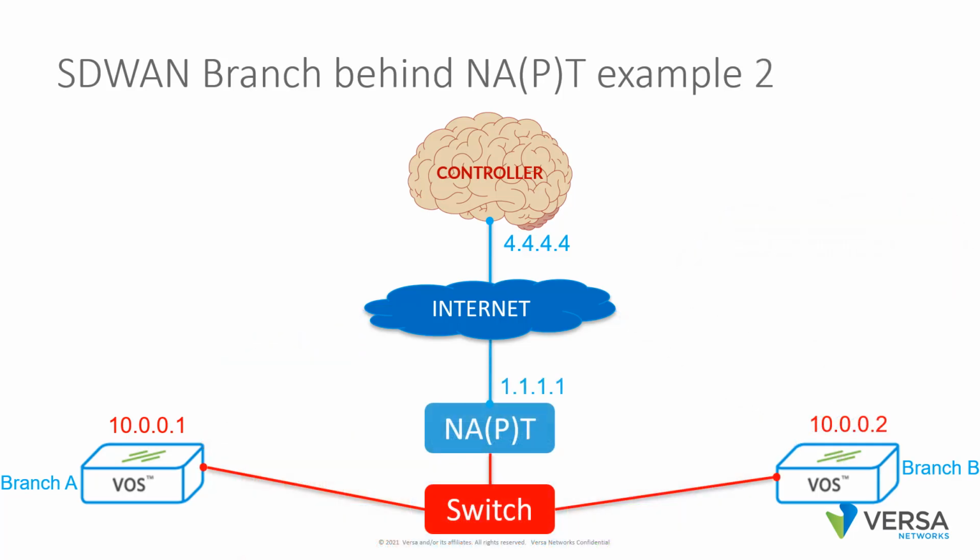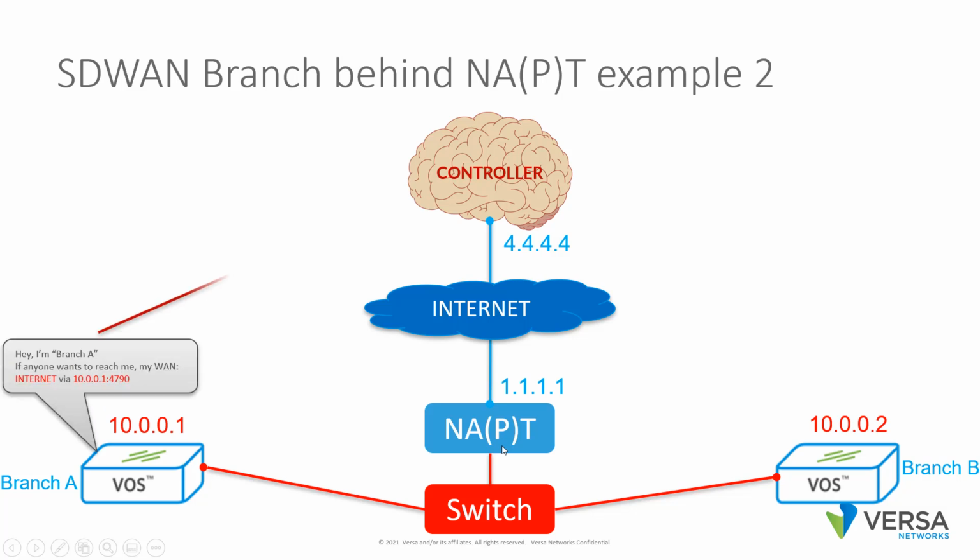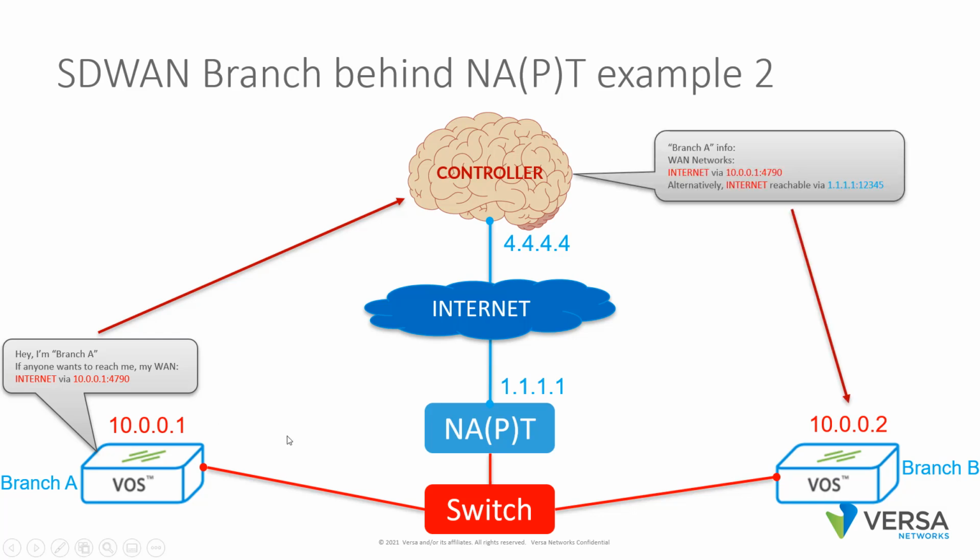Okay, and now let's review another example, number 2. In this case, let's say that both of the devices, branch A and branch B, are located in the same location behind the same network address port translation device. When branch A will try to connect to the controller, it will inform its local IP address and the controller will see the external IP from which the connection came. It will report it to branch B.